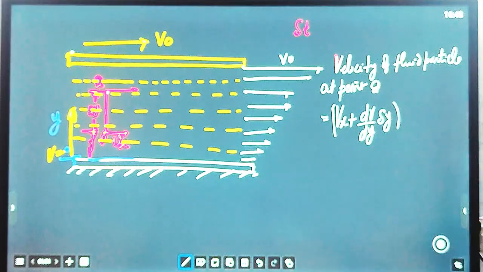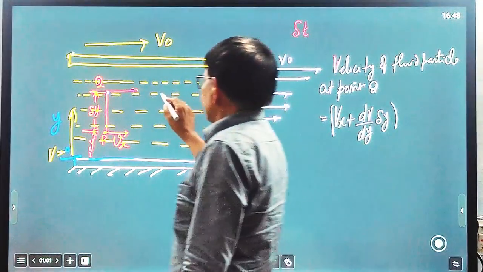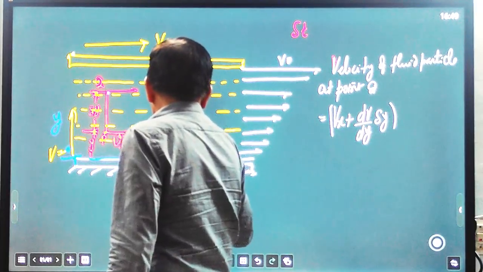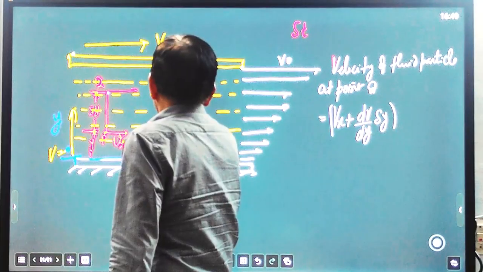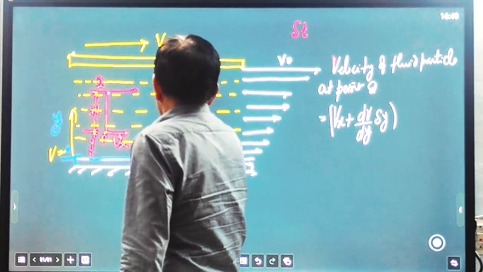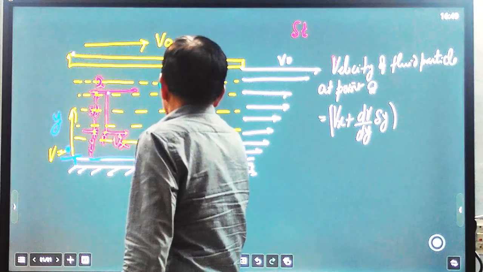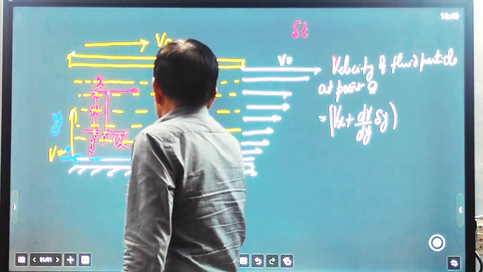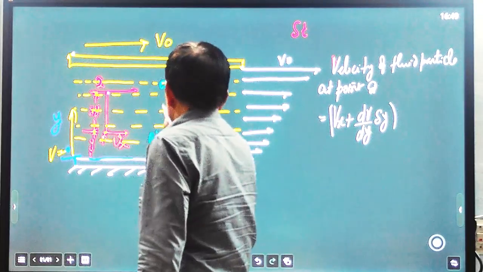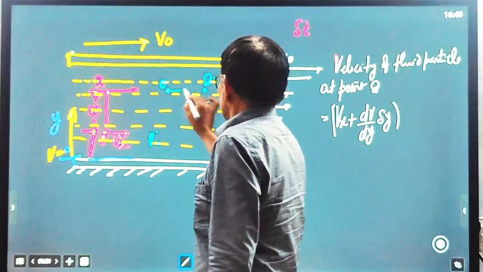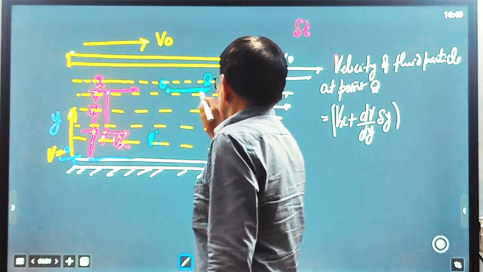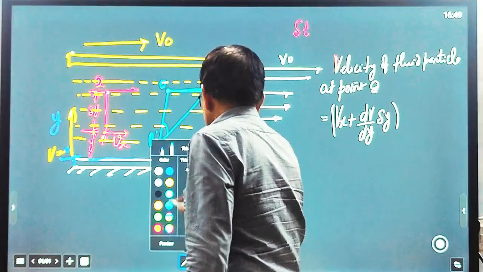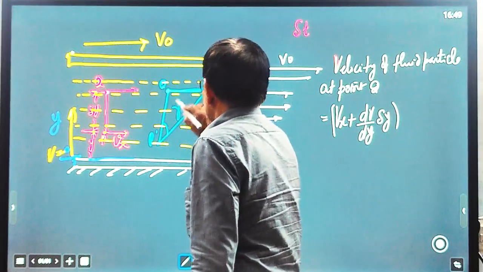So suppose in del t time this point reaches here, this is the new point. This point Q will reach Q dash, and this point P reaches P dash. So this is the deformation of the upper layer point, and this is the deformation. So this is gamma. This is equivalent to gamma. This is the strain that is developed.